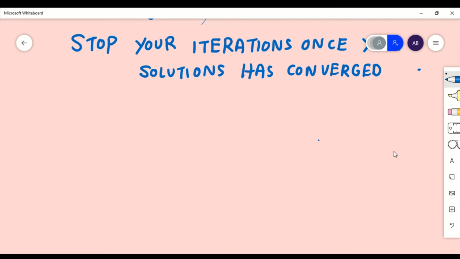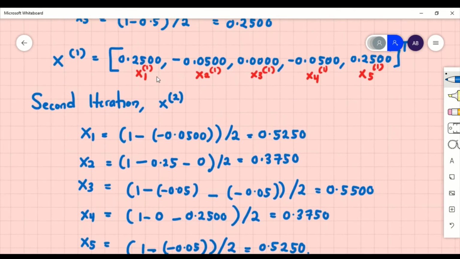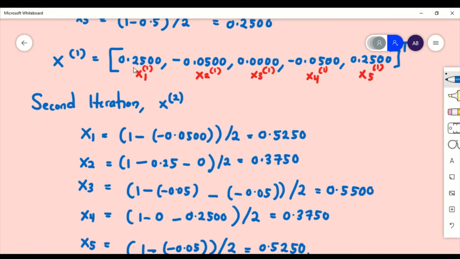Okay, so what I want to do here is produce this result in Scilab. I, x1, x2, x3, x4, x5. So I is 1, I is 2. For the first iteration I have shown you, what did you get? You get this answer: 0.25, negative 0.05, 0, negative 0.05, 0.25.